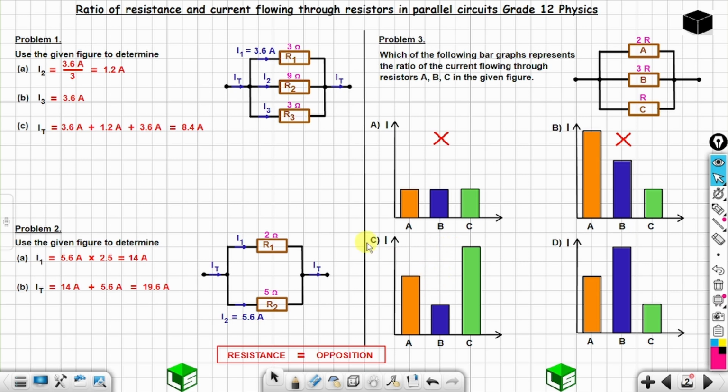Now, bar graph C. In bar graph C, resistor C has got the highest current, B has got the lowest current, and A has got the middle. Because C is the smallest, you expect the highest current, and B is the biggest, so you expect to have the least current. And A is equal to 2R, between R and 3R. So this is the correct answer, and D will be the wrong one.